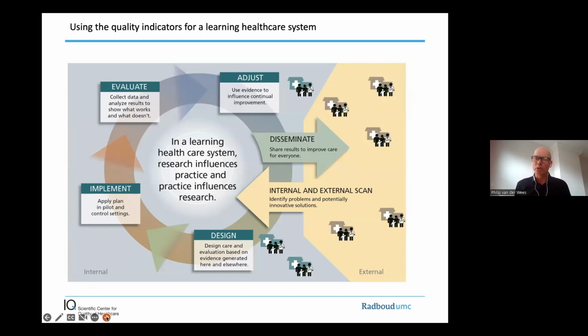And then we get this learning cycle from generating data to gain knowledge, and gaining knowledge can be used to improve clinical practice, and improving clinical practice will result in new data, and this new data will then increase the knowledge again. So you get the continuous cycle of creating knowledge and using that knowledge again to implement in clinical practice. And that is what quality improvement is about, to have this continuous cycle in which a learning health system is used where research influences practice and practice influences research.